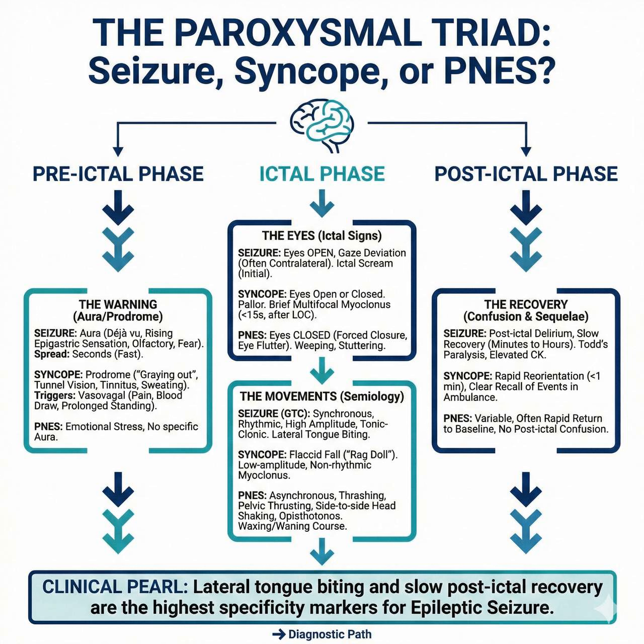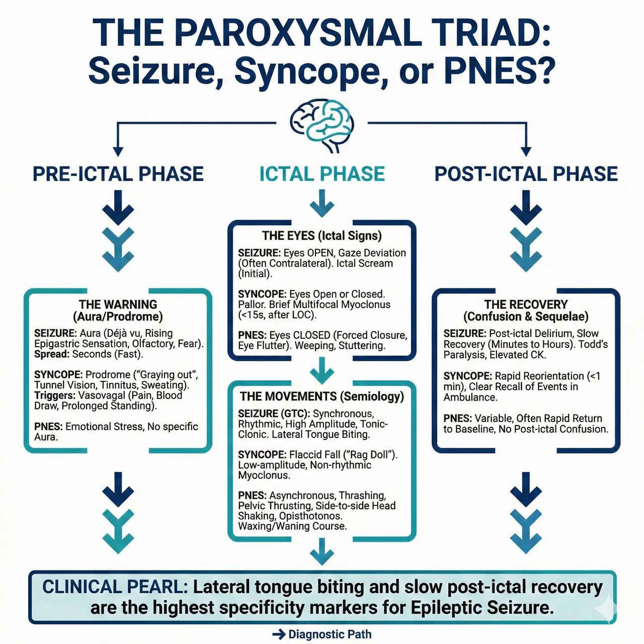Phase 2, the ictal semiology. Now, let's look at the event itself. Remember this rule: syncope is a flaccid fall, a rag doll. Seizures are usually a stiff, tonic fall. Watch the eyes. In a seizure, the eyes are almost always open, often with a fixed gaze deviation. In PNES, or psychogenic spells, forced eye closure is highly specific. If you try to open the patient's eyes and they resist or show eye flutter, you are likely looking at PNES.